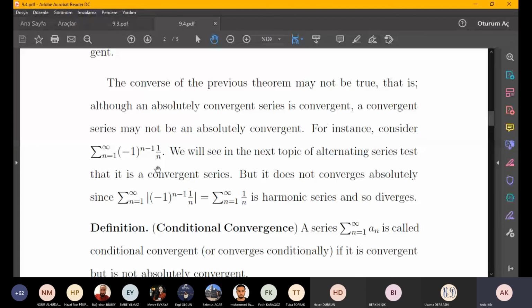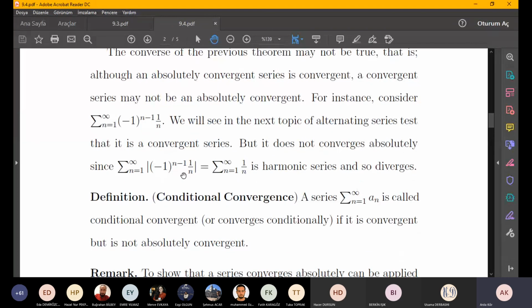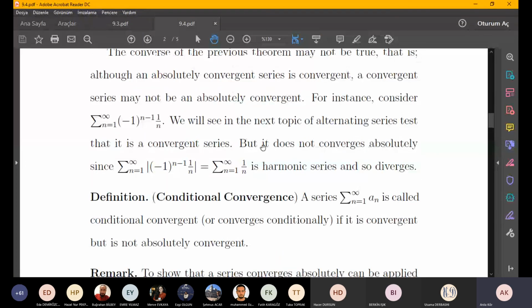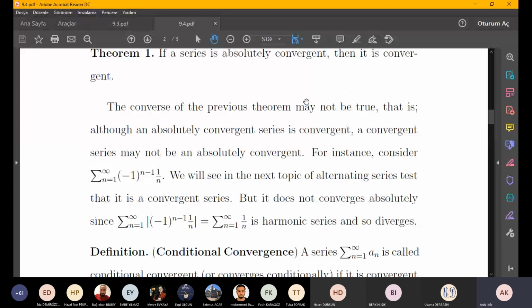If you just think about minus 1 to the power n minus 1, times 1 over n, as a general term of the series, and if you take the absolute value to find out whether that series is absolutely convergent or not, you can directly say that it is equal to the harmonic series, and we know that it is divergent. So that means it is not absolutely convergent, which means the converse case doesn't hold here.